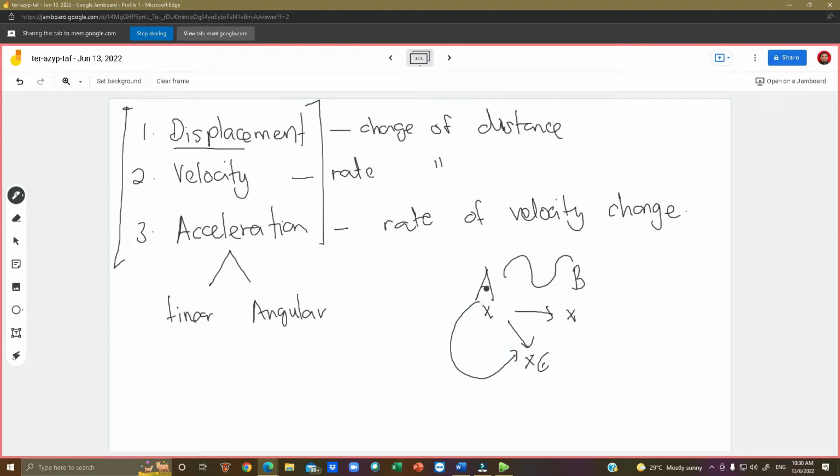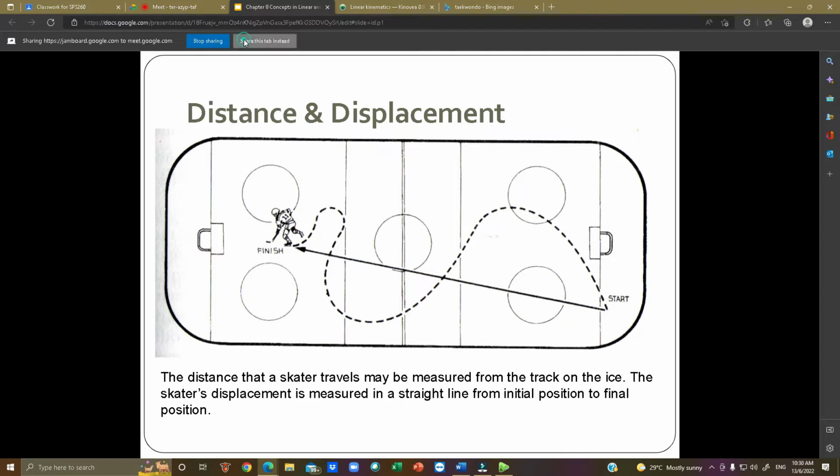So displacement, we care about how far. And this far being described as the straight shortest line between start to end. Dia takkan ikut pathway. Dia akan ambil point yang tegak daripada point start ke point end. Satu garis lurus. That is displacement.